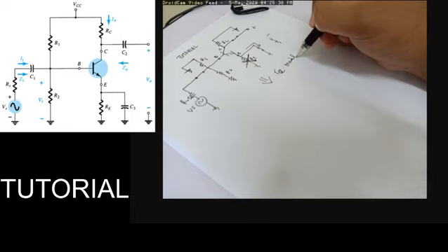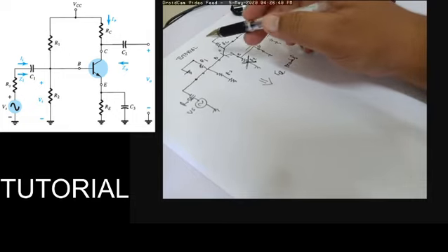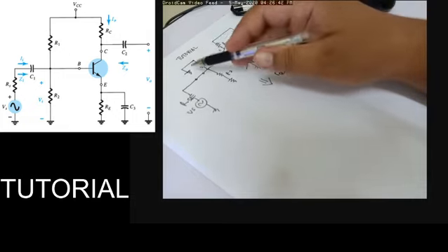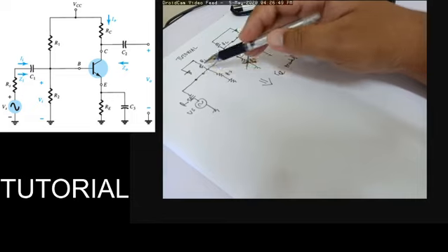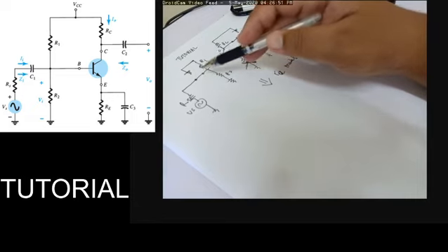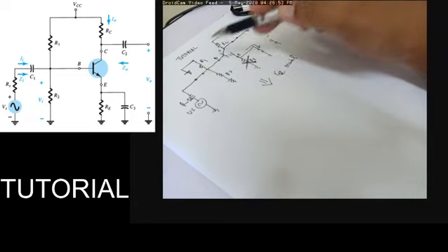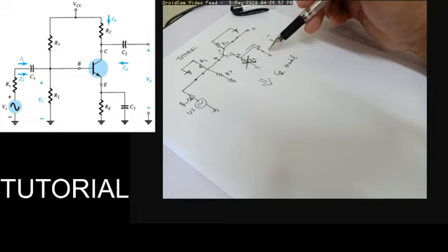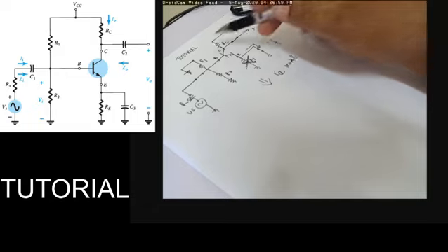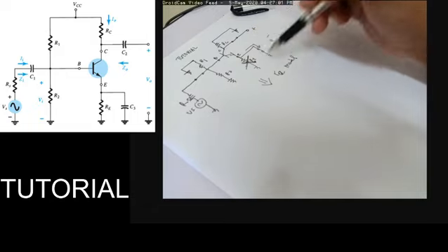Okay, first we have to remove the VCC and then connect the VCC to the ground. Then we have to consider the capacitors and make them short in the circuit like this. This is capacitor C1, this is capacitor C2, this is capacitor C3. So next, what happens to the circuit when we simplify it into the re model?